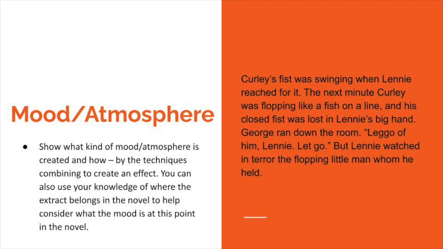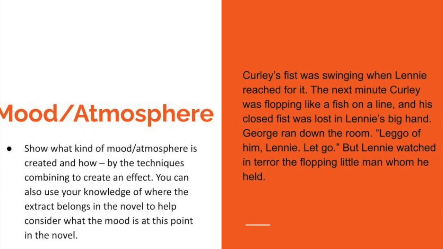You can also use your knowledge of where the extract belongs in the novel to help consider what the mood is at that point. So if, for example, it's in the trial in To Kill a Mockingbird, you're going to know that this is a big moment in the novel of tension. If it's later in the novel, if it's in Of Mice and Men, at a point where they believe that the dream is possible, then maybe the mood is going to be one of hope. So your knowledge of the text is going to help you decode that mood and atmosphere as well.